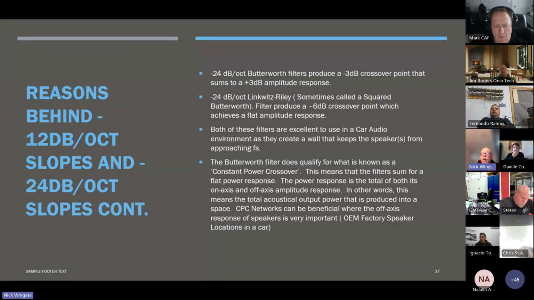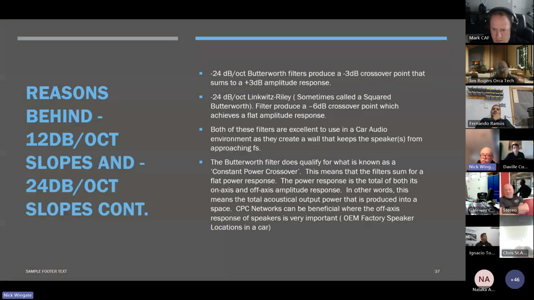The Butterworth filter qualifies for what is known as a constant power crossover. Basically, what this means is that when the filters sum together, they get what is known as a flat power response. That response is the total of its on-axis and off-axis energy. In other words, the total acoustical output power is produced into the space of the car. These networks are extremely beneficial when the off-axis response of speakers is very important. How many times do we put speakers in OEM factory locations and we're playing them extremely off-axis?